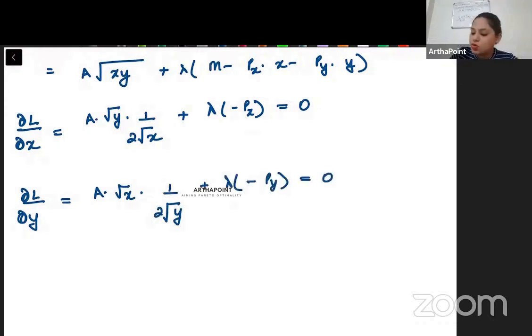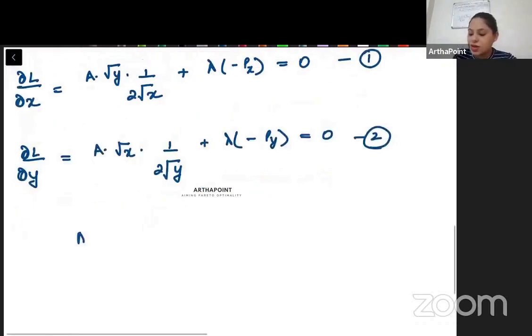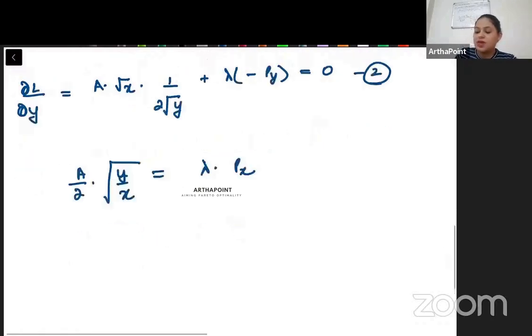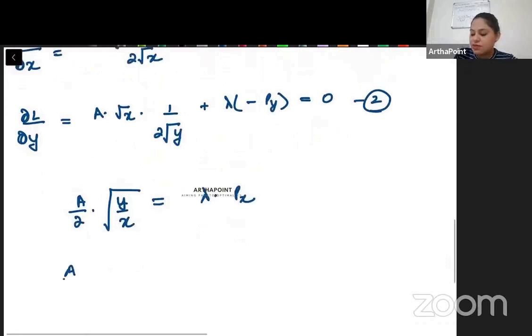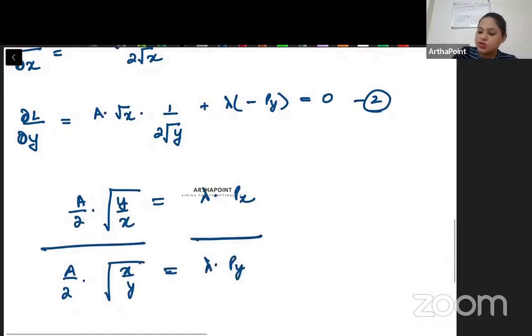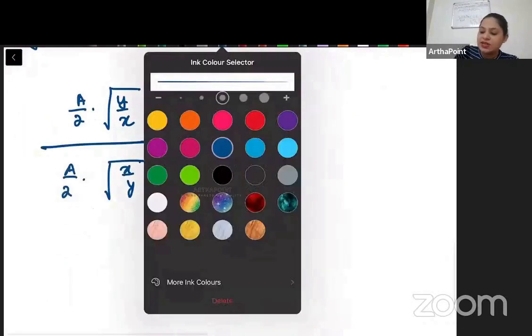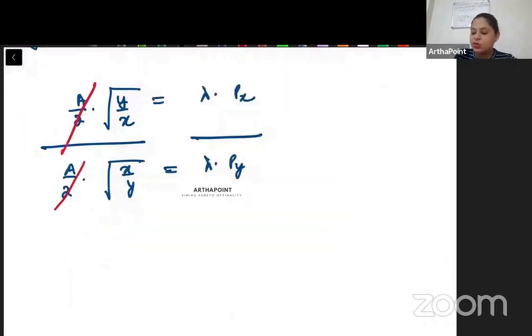So when you just solve these equations, A by 2, Y by X under root is equal to lambda PX. And then the other equation is A by 2, X by Y under root is equal to lambda PY. When you just divide these two equations, you are going to get Y by X is equal to PX by PY.